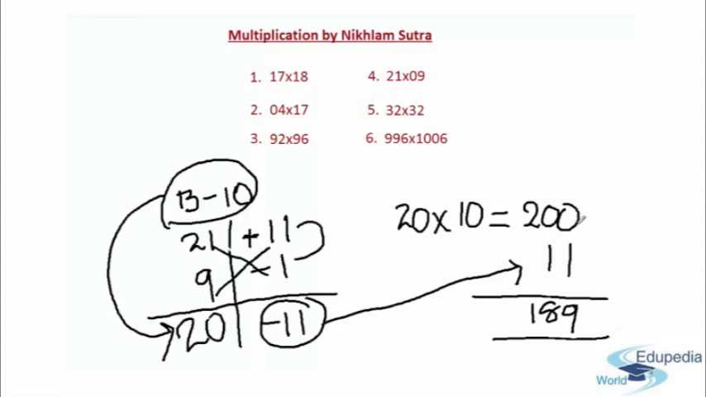So I hope that you have understood pretty well how to use this case number 3 Nikhilam Sutra for finding the multiplication of numbers, that is 21 into 9. So now if you do 21 into 9, the answer or the product that you are going to get here is 189. Hope that you have understood very well.